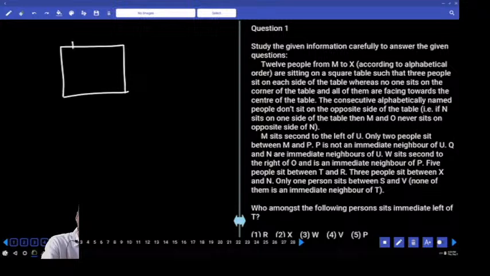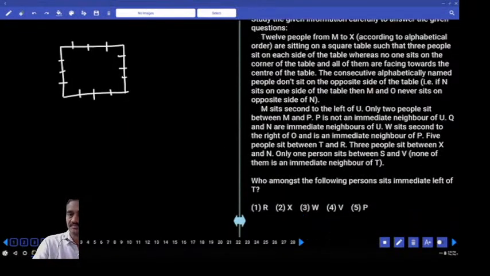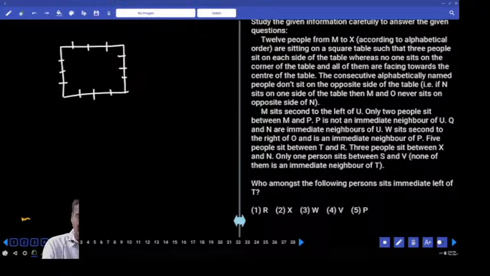Then in such a way that three persons are at each of the center and there is no person at the corner. Then coming back to this one, they are from M to X: M, N, O, P, Q, R, S, T, U, V, W, X. Then 12 persons are there.